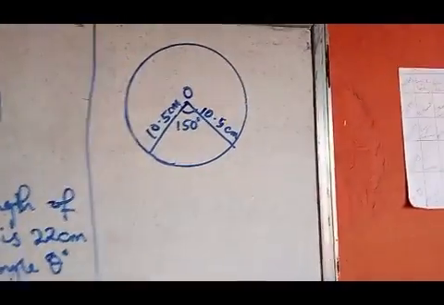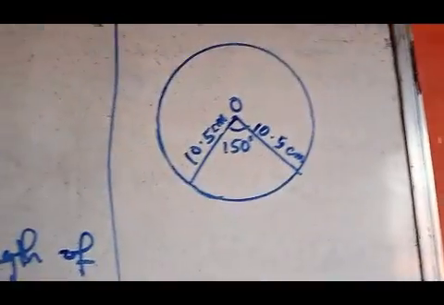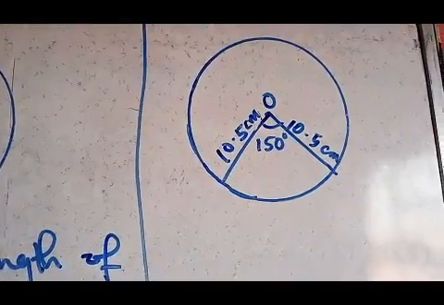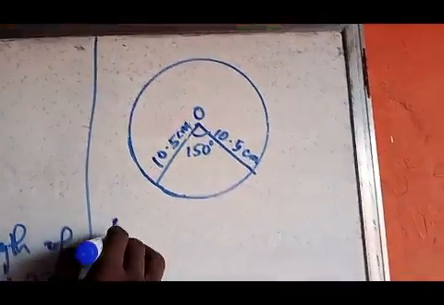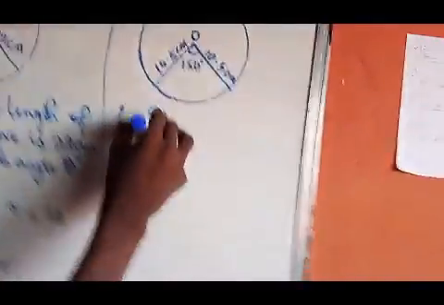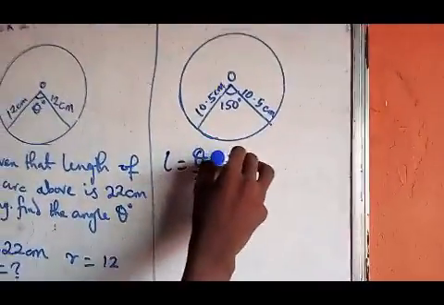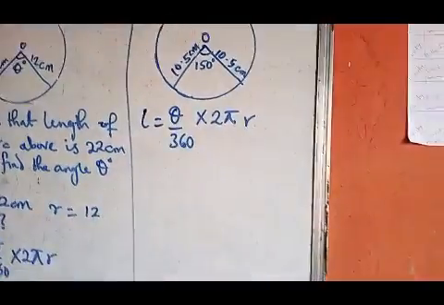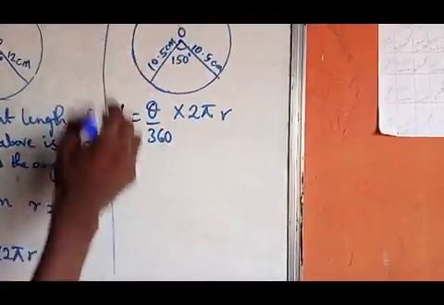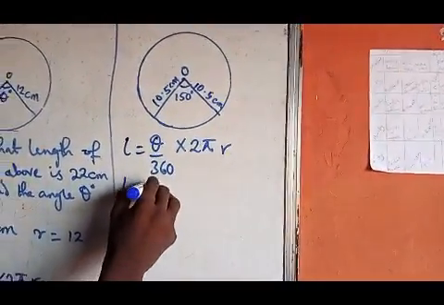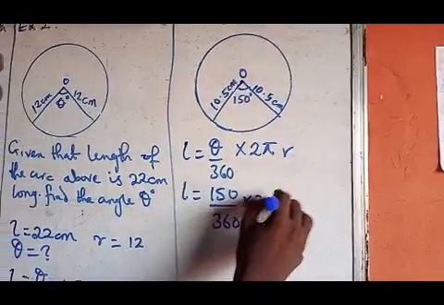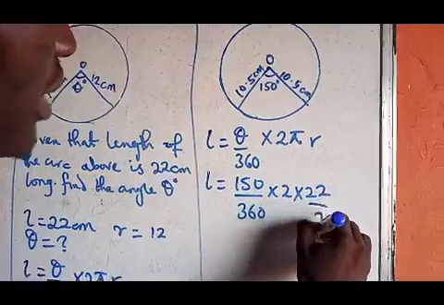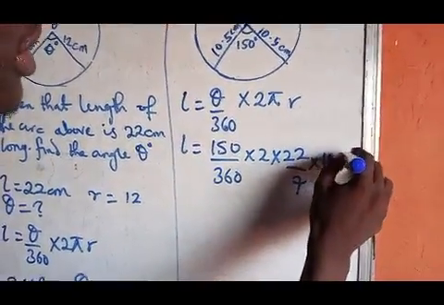Let's say we have a question. If you have a question like this, I want to find the length of the arc. Our formula still remains the same, which is L equals theta over 360 times 2 pi r. You know that your r here is 10.5, so you are going to have L equals 150 over 360 times 2 times 22 over 7 times 10.5.